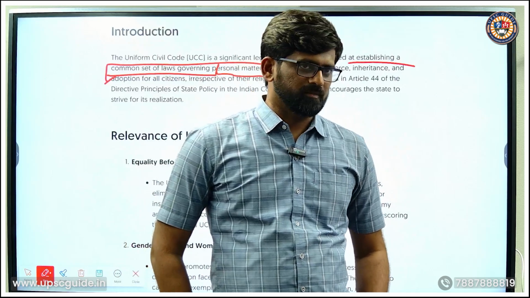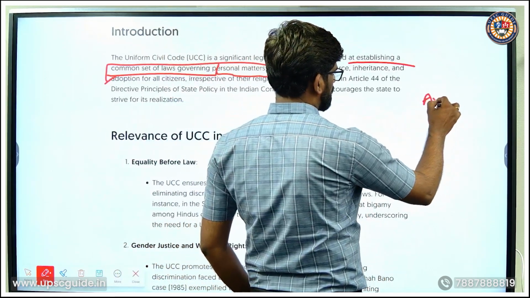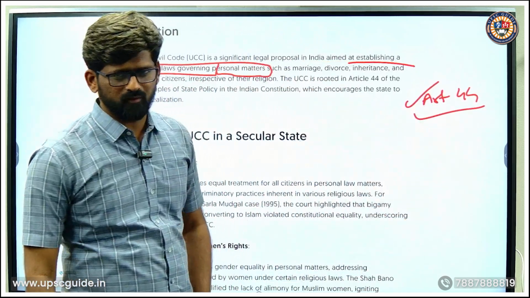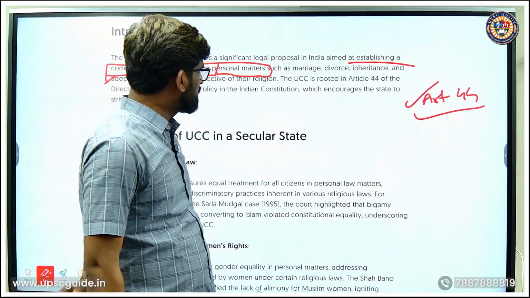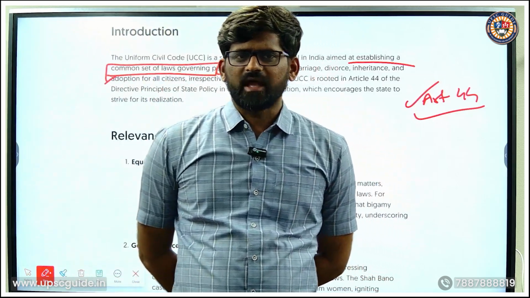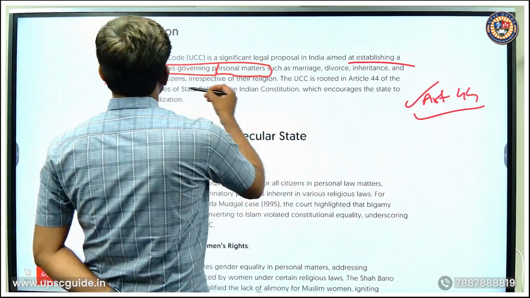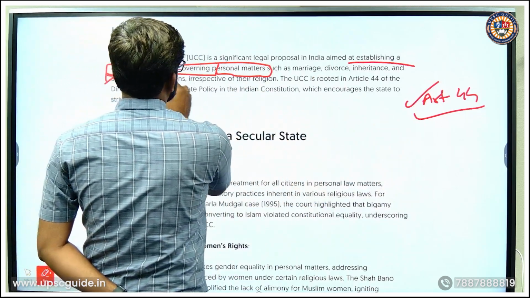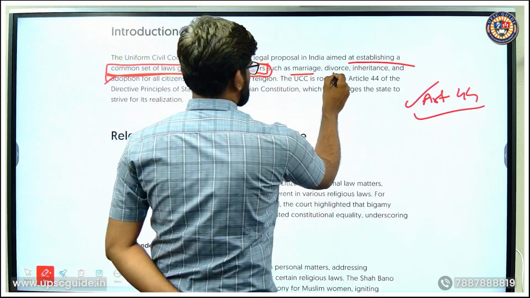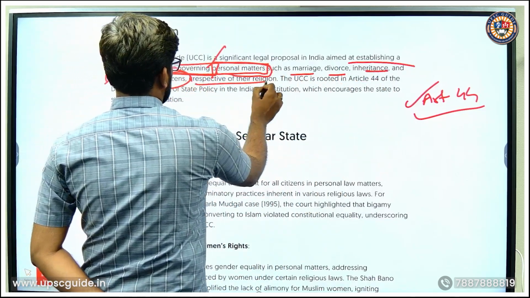Also what you can mention in the introduction is Article 44. The Indian Constitution in the DPSPs, in Article 44, mentions that the government should strive to implement the UCC as and when the conditions arise. Okay, so what is the UCC? That is the common set of laws governing personal matters. What are the personal matters? Marriage, divorce, inheritance and adoption for all citizens irrespective of their religion.